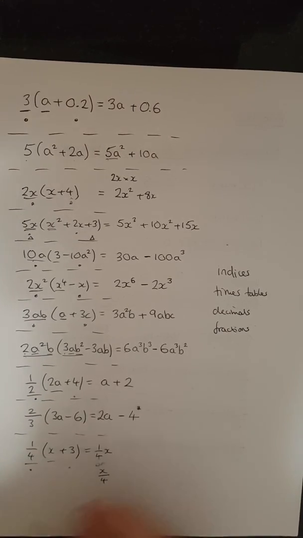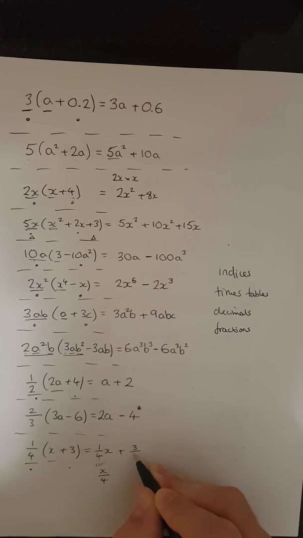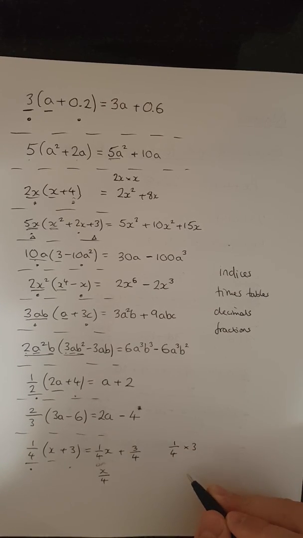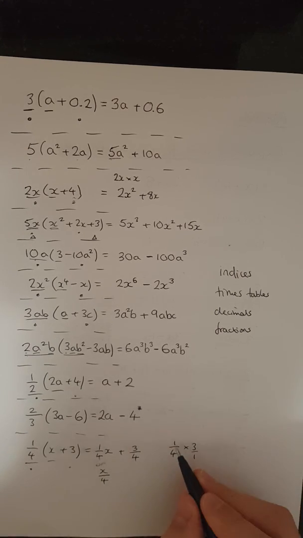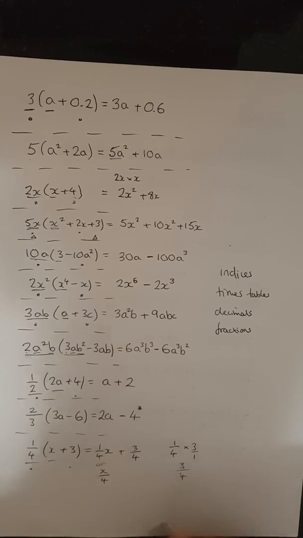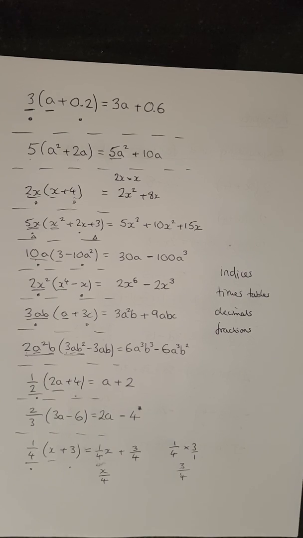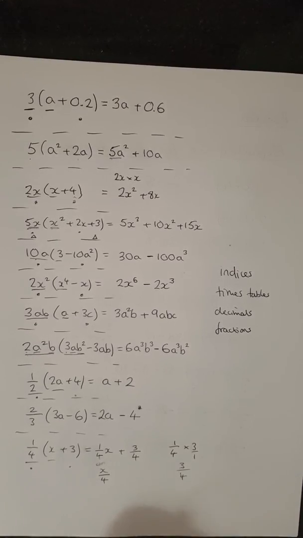A quarter of 3 is 3/4, because 1/4 times 3 is the same as 1/4 times 3 over 1, which is 3 over 4. A long video there with lots covered, and hopefully you feel confident now that you can expand brackets when there is just one bracket. We'll look at factorising and then we'll look at more than one bracket in the next parts.